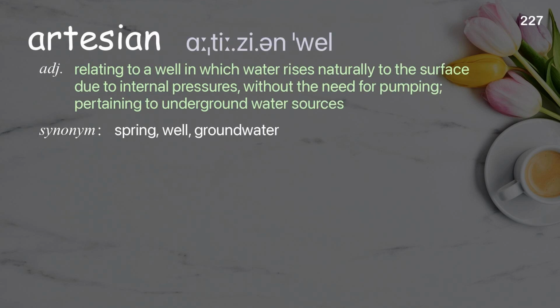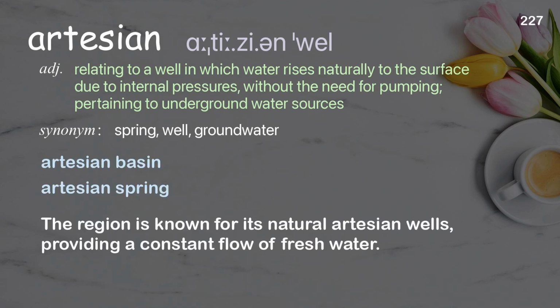Artesian. Relating to a well in which water rises naturally to the surface due to internal pressures, without the need for pumping; pertaining to underground water sources. Examples: Artesian basin, artesian spring. The region is known for its natural artesian wells, providing a constant flow of fresh water.